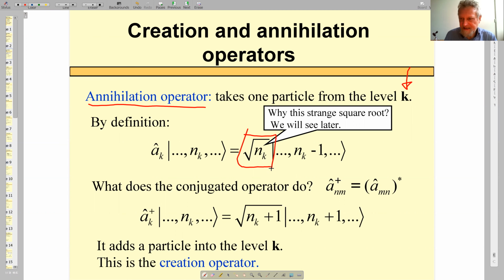I always found it strange when I was a student. But let us accept it for the moment, and then we will figure out that eventually it's very useful, this ugly square root. Good. That is the annihilation operator.